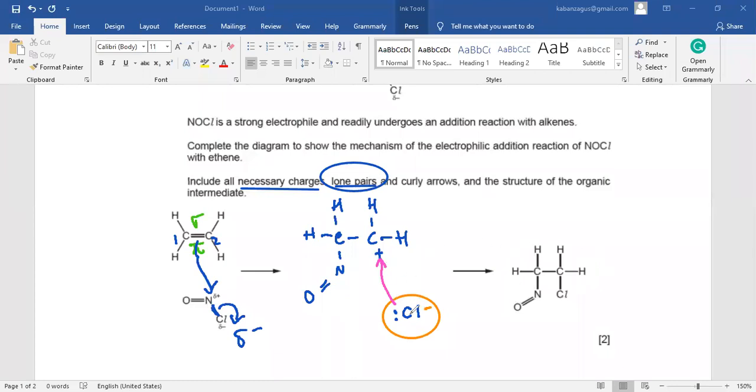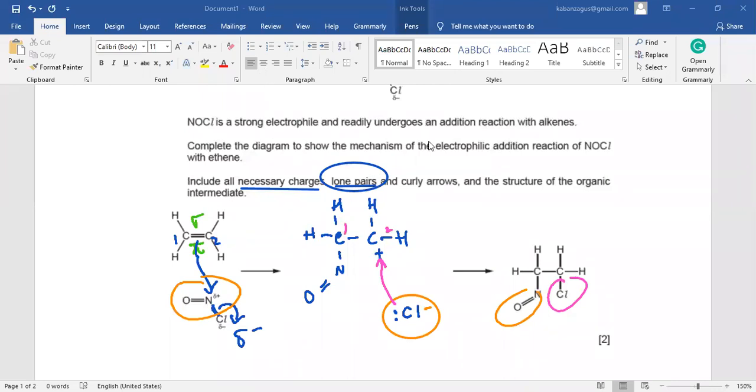So after Cl attacks, or after Cl gives its electron to carbon number 2, and it's actually carbon number 1, afterwards there will be a new bond established. So between C number 2 with Cl, you would have this one, and then of course between the C number 1 with NO over there, it gives you this one. So definitely you're gonna have this structure.